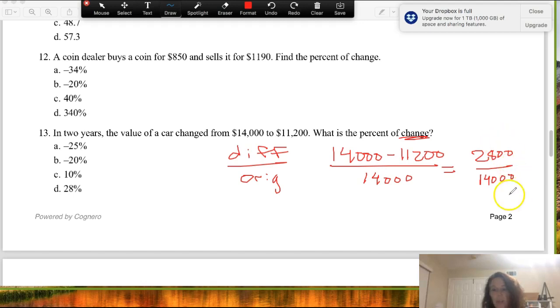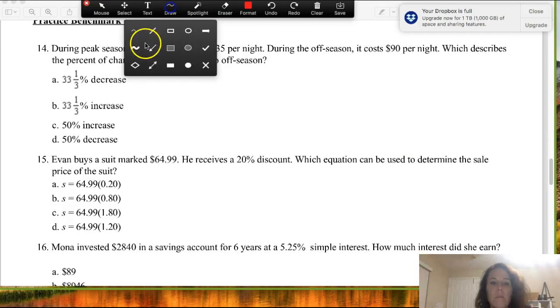Now I'm going to just go ahead and do the division, and then I'll have to move the decimal over 2 places because it's going to give me the decimal, not the percent. 2,800 divided by 14,000 is going to give me 0.2. Move the decimal over 2 places to get your percent, 20%. So that's a 20% decrease from 14,000 to 11,200. And that would be here, -20 for the decrease.